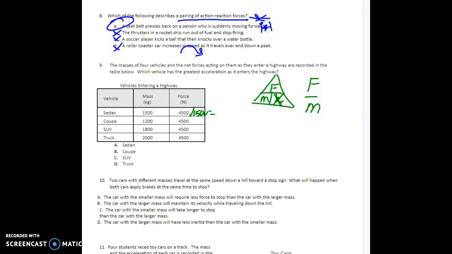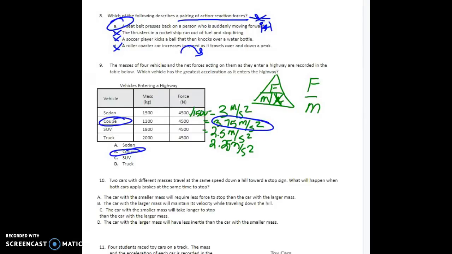For this first one, the answer is 3 meters per second squared. For the second one, it would be 3.75 meters per second squared. And the third one is 22.5 meters per second squared. And the final one is 4,500 divided by 2,000, which is 2.25 meters per second squared. So the largest of these numbers is definitely this second one. So the one with the greatest acceleration is going to be our coupe, which is answer B.